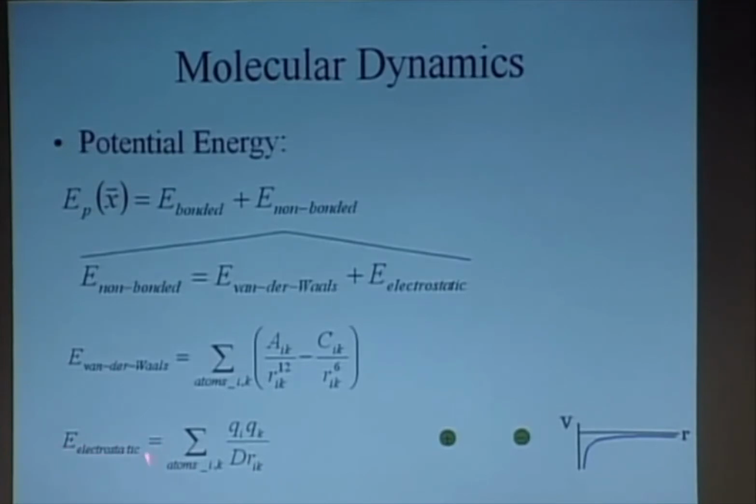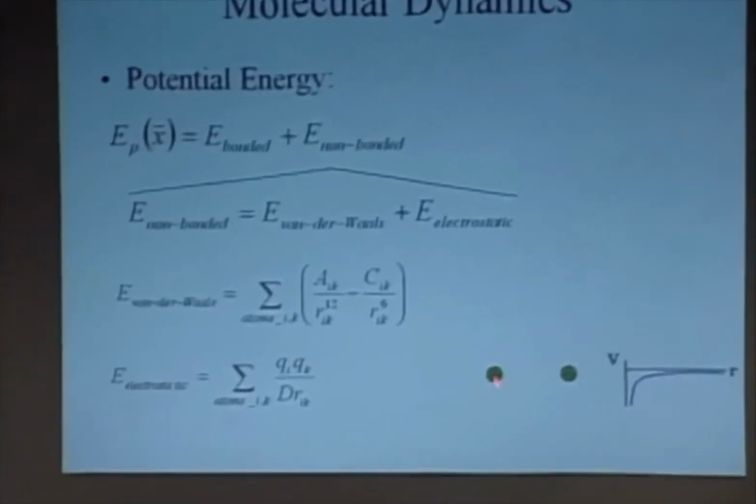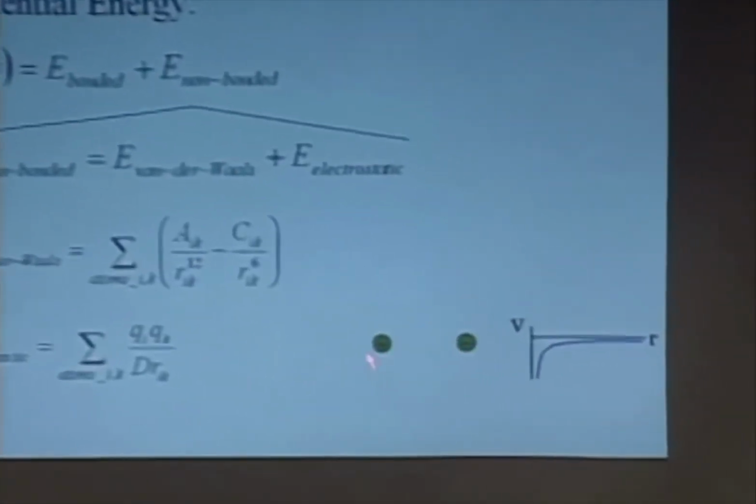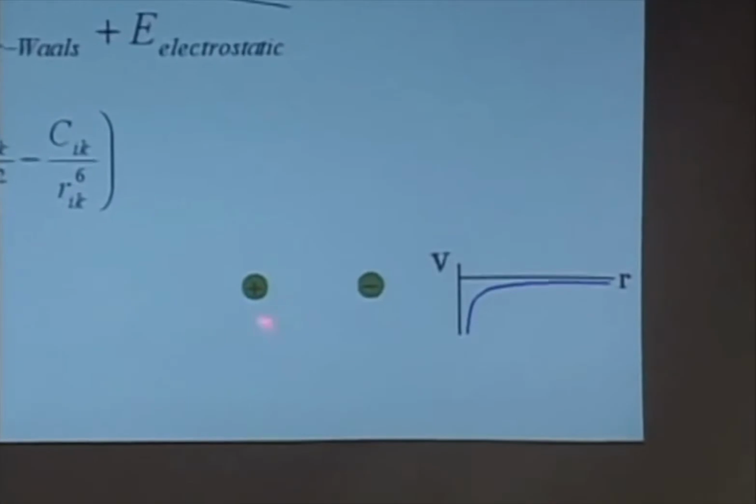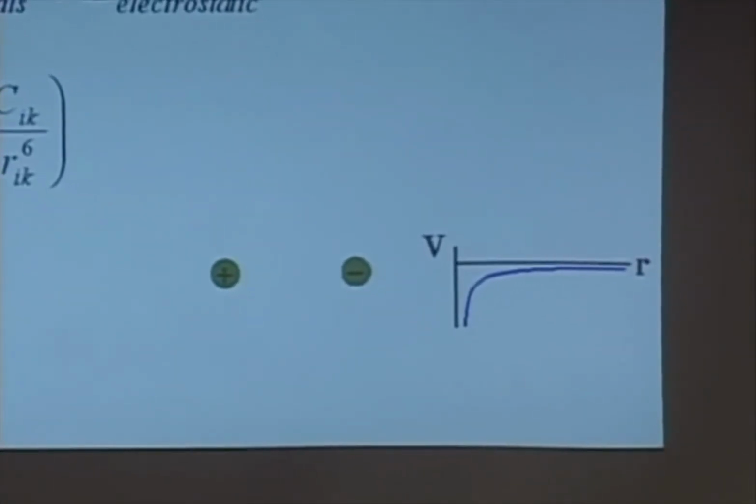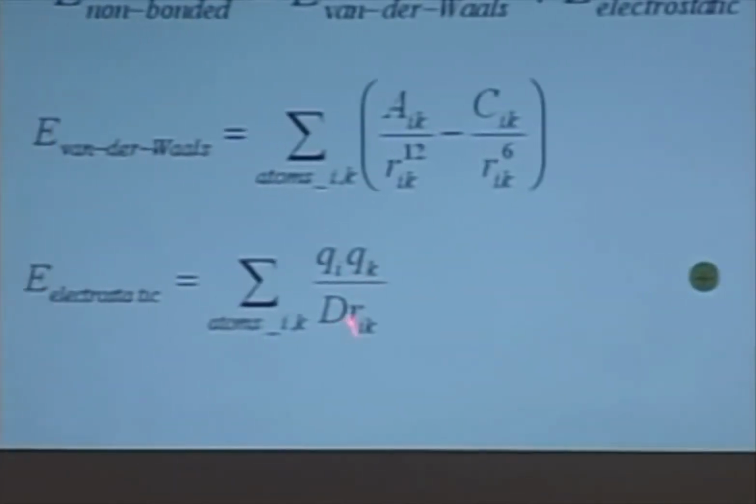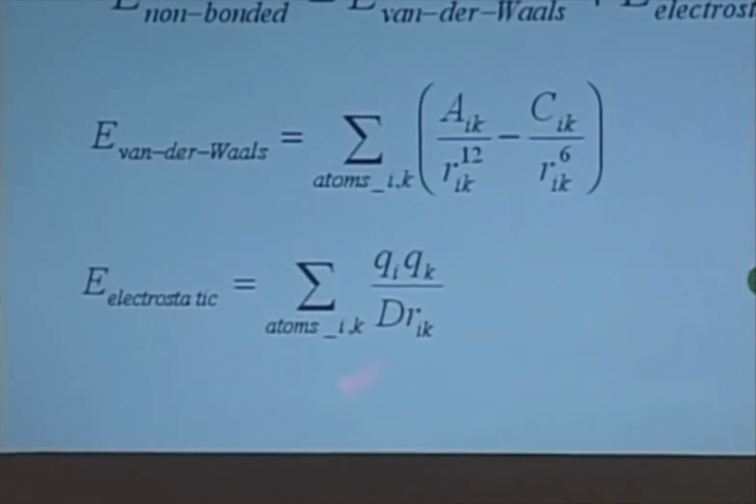And then the electrostatic force is just a simple Coulombic form. So you take two atoms that are, say, oppositely charged, and they will attract each other. If they're both positively charged, they will repel each other. And it's just a matter of multiplying the charges and then dividing by r to get the energy.